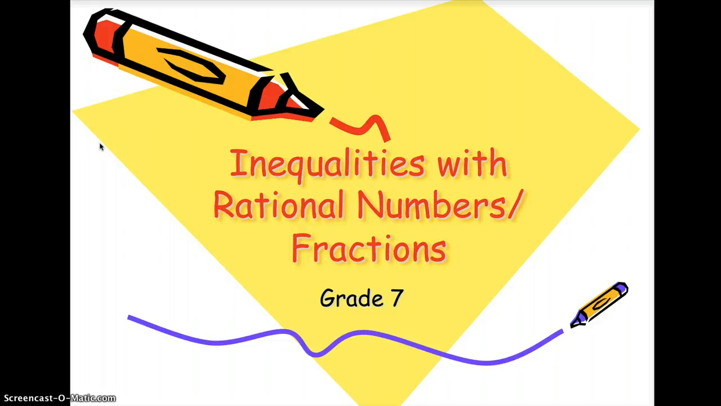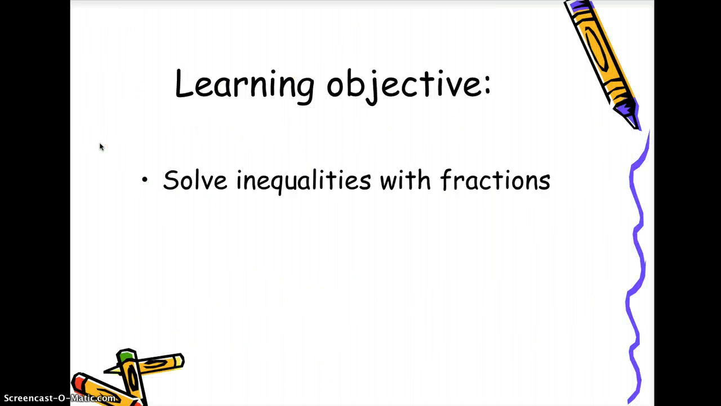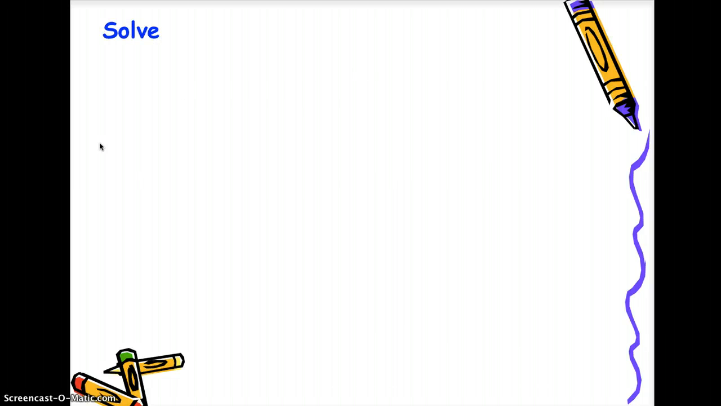This video is about inequalities with rational numbers, or what we call fractions. Your learning objective here is to solve inequalities with fractions. Given a problem, negative 3/4 m minus 1/8 is less than or equal to negative 1/4.